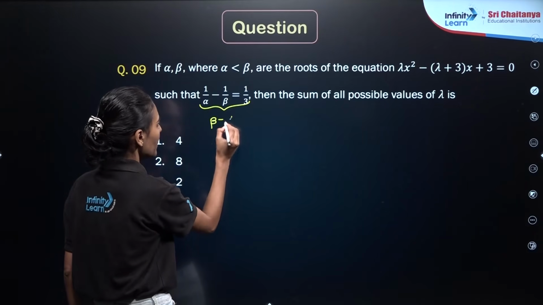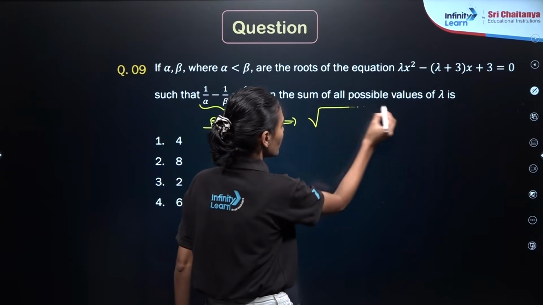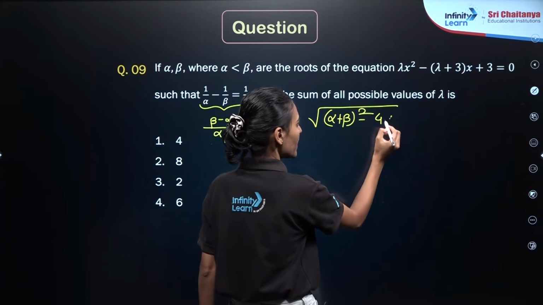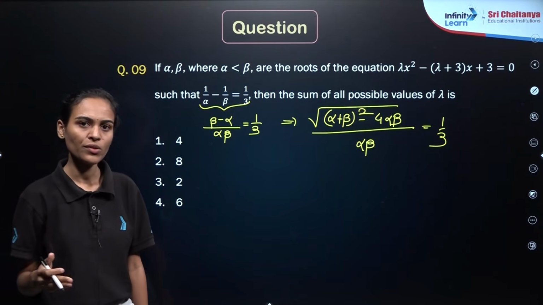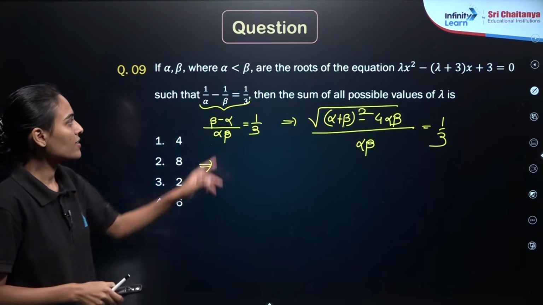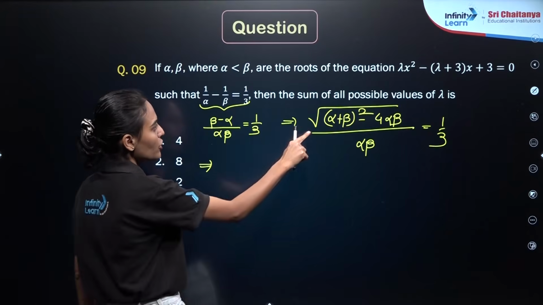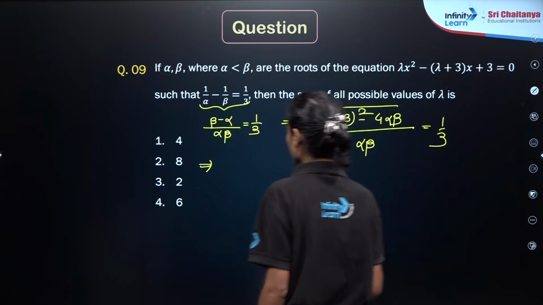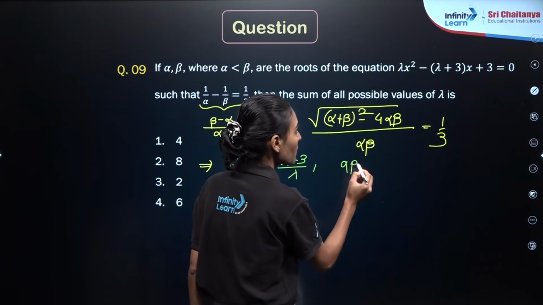So this implies you have beta minus alpha upon alpha into beta as 1 by 3. The same expression I can rewrite by considering alpha plus beta whole square minus 4 times alpha beta, under root, divided by alpha into beta as 1 upon 3. It is nothing but under root of alpha minus beta whole square, which is alpha minus beta or beta minus alpha. Because alpha is less than beta you will get root of beta minus alpha whole square as beta minus alpha, because the root has to be positive. So you have here a quadratic equation and its roots are alpha and beta. So you can find alpha plus beta and alpha into beta. Alpha plus beta is lambda plus 3 upon lambda, and alpha into beta is 3 upon lambda.